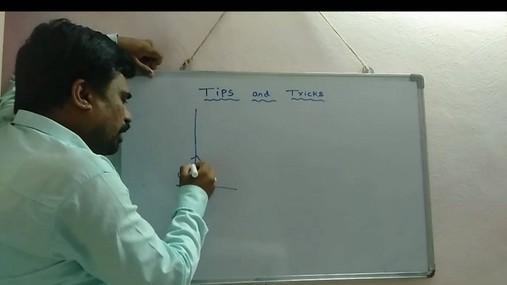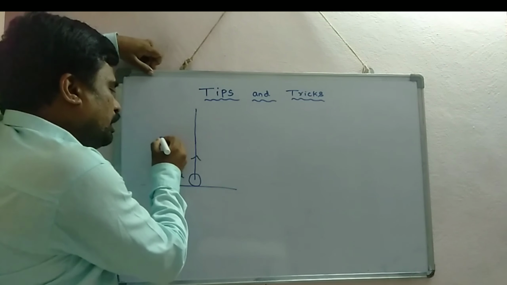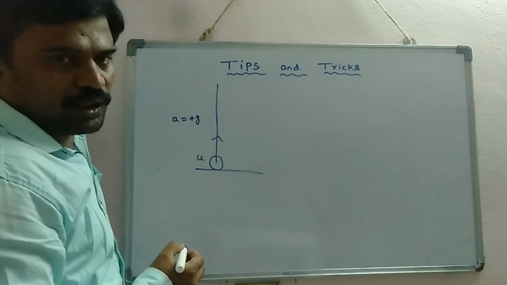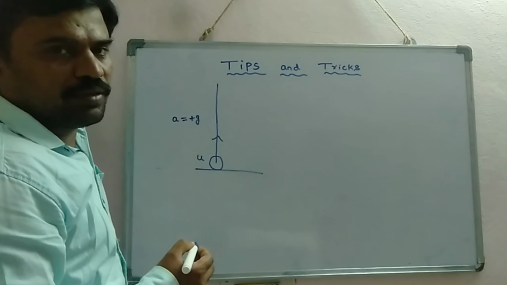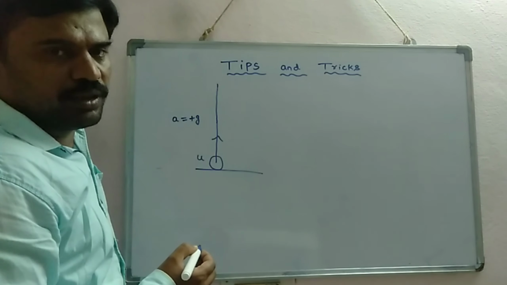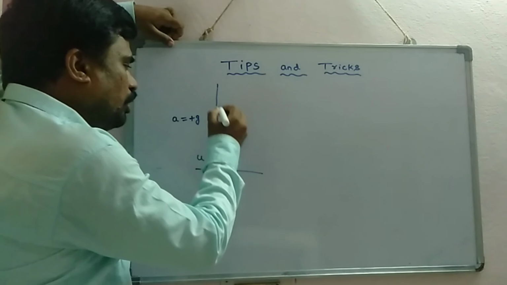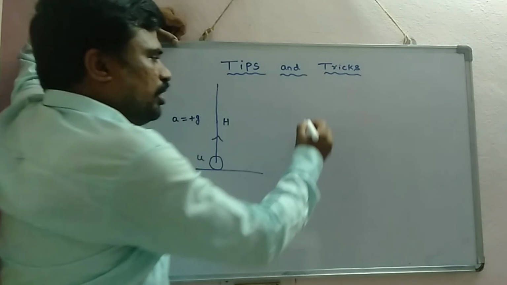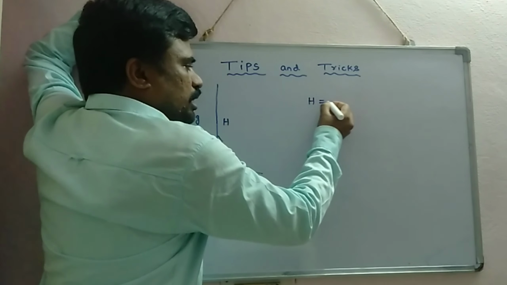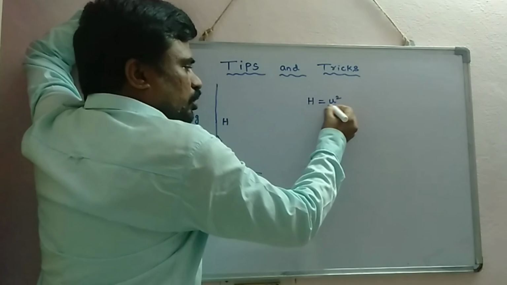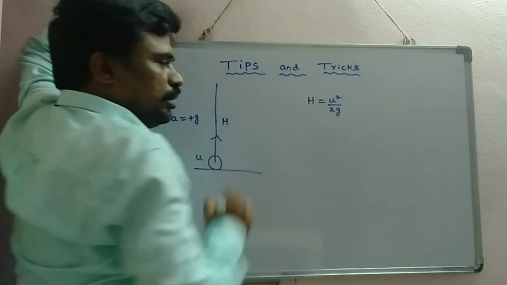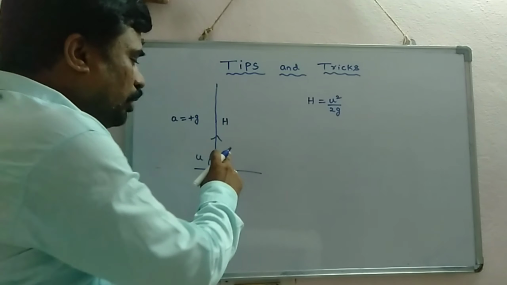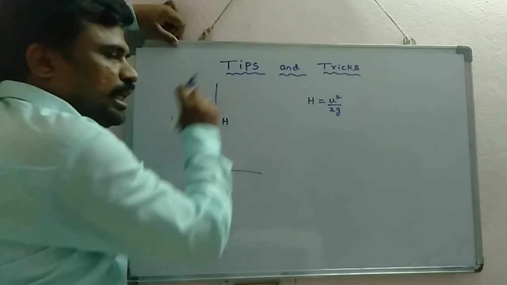So while the body is moving vertically up, acceleration is g. G is called acceleration due to gravity, and its value is 9.8 meter per second square. So what is the maximum height reached by the body? The maximum height formula is h equals u square by 2g. So it has reached the maximum height.